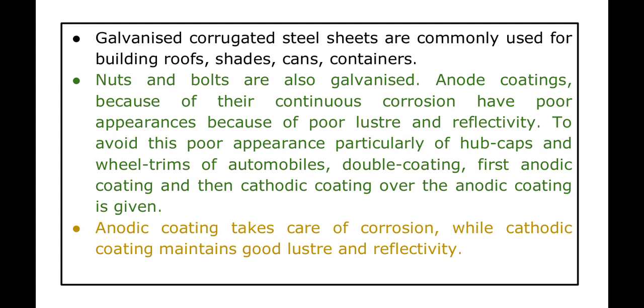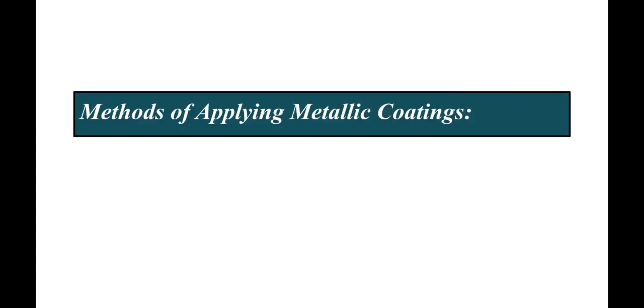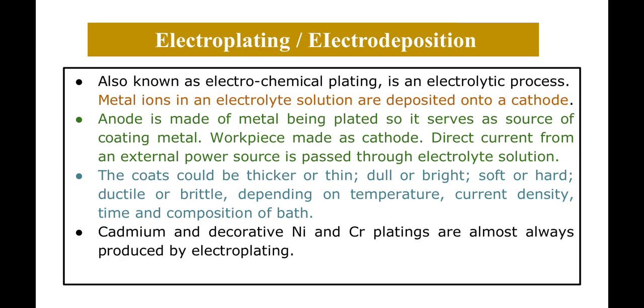So let us start the main important point, that is the methods of applying metallic coating. First is electroplating, or we can say electro deposition. This electroplating is also known as electrochemical plating, and it is an electrolytic process. In this process, metal ions in an electrolyte solution are deposited onto the cathode.